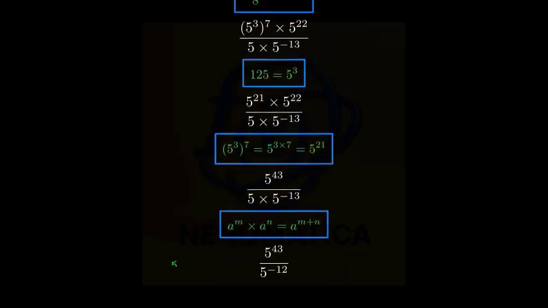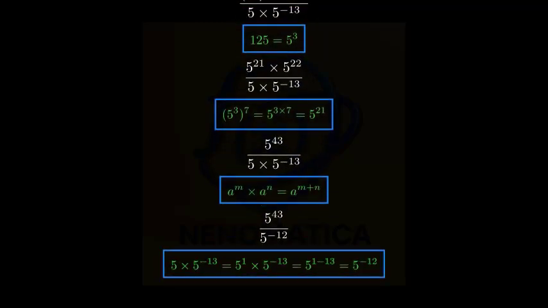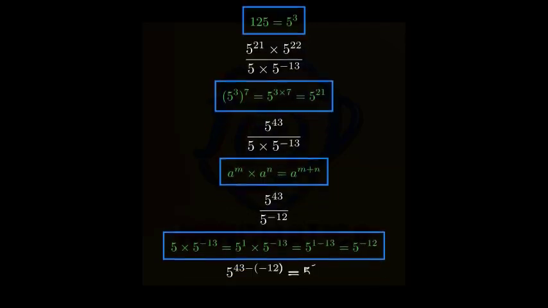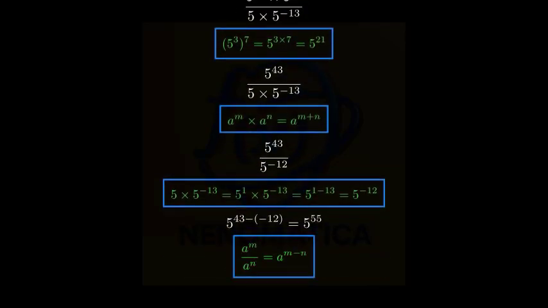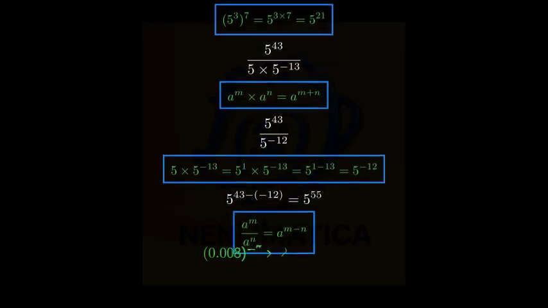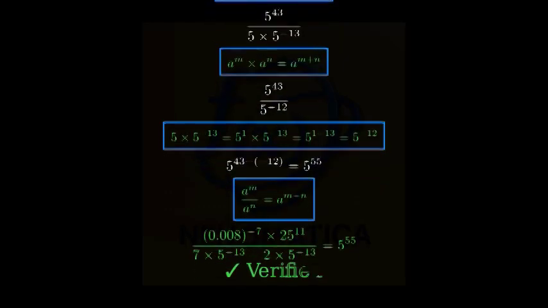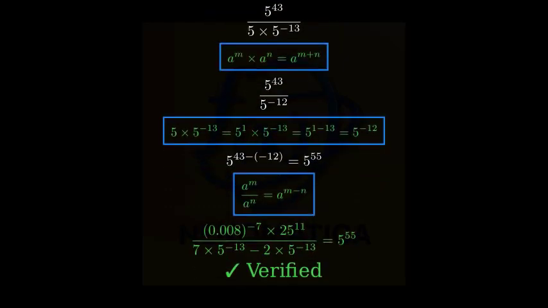In the denominator, we can rewrite 5 times 5 to the power of negative 13 as 5 to the power of 1 plus negative 13, which equals 5 to the power of negative 12. Using the quotient rule for exponents, we get 5 to the power of 43 minus negative 12, which is 5 to the power of 55. Therefore, we verified that the left side of our equality is equal to 5 to the power of 55.